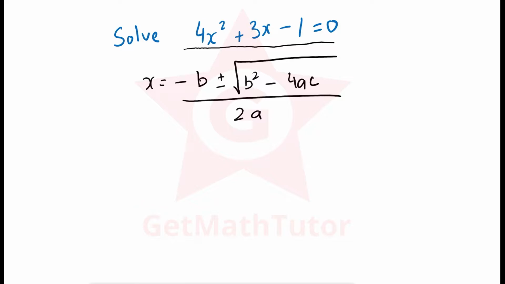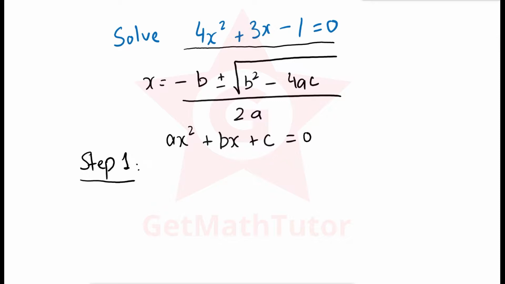The standard form is given as ax squared plus bx plus c equals 0. Okay, so this is our standard form of a quadratic equation. Now, to solve a quadratic equation using the quadratic formula, the first step is to compare your equation with the standard form of a quadratic equation. So let's try and do that.